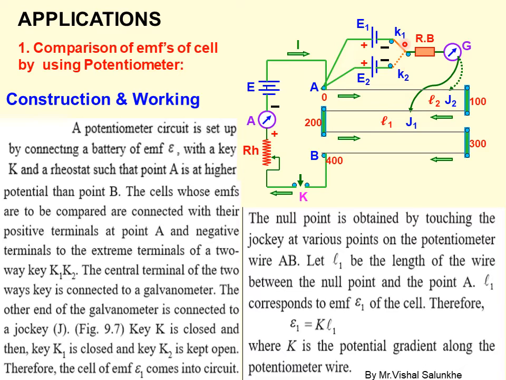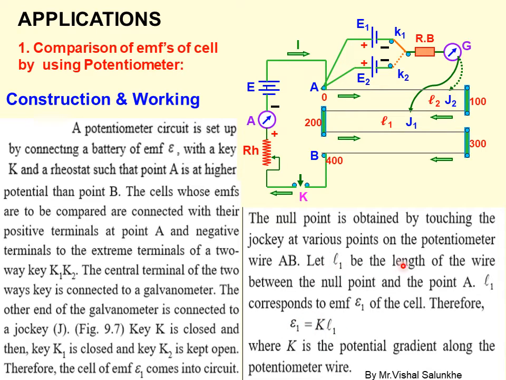We do the same as we did in the last Wheatstone's bridge experiment. If you slide the jockey over the manganin wire, wherever the galvanometer shows zero deflection, there we have to stop. Suppose it shows the null deflection at J1. Then L1 will be the effective or balance length due to E1. According to the principle, the potential drop across E1 is directly proportional to L1 at constant K.